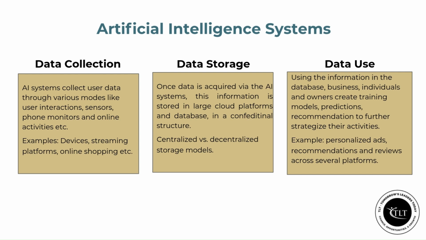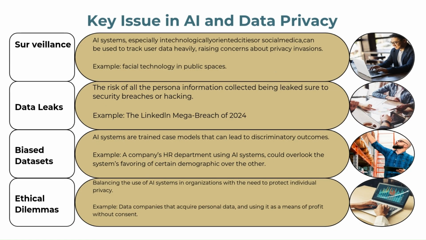And then data use. Using all this stored and collected data, artificial intelligence systems usually build training models, predictions, and recommendations to further strategize their activities. For example, personalized ads and recommendations and reviews across several platforms.